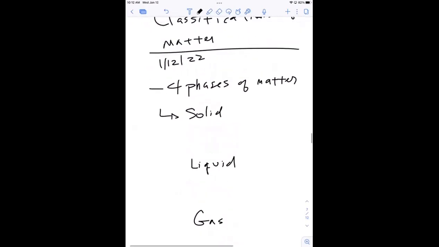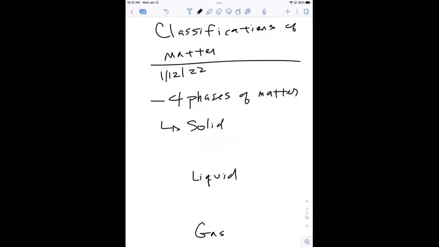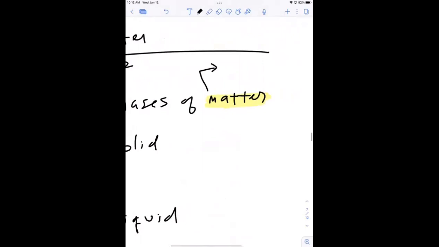And again, somebody help me define what matter is. What's the definition? Anybody? Anything that occupies space and has mass. Good. Occupies space.